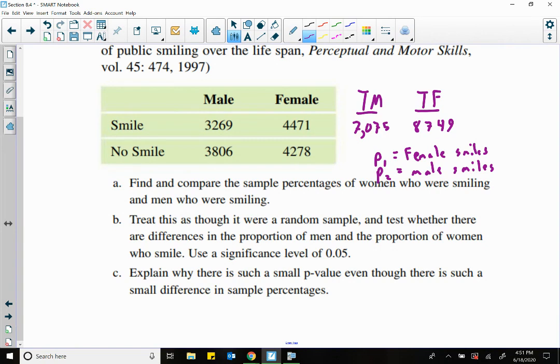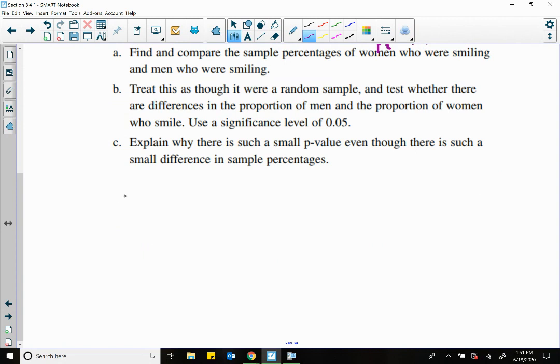So those of you that did it the other way around, that just means when it comes to the hypothesis test, when we do the alternative hypothesis, if it is a one tail, your sign will flip from either the greater than to the less than version, or the less than to the greater than version, depending on what happens. Okay? So first things first, it says find and compare the sample percentages of women who were smiling to the men. Okay? So they want us to figure out P1 hat and P2 hat.